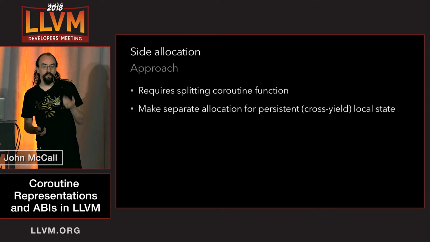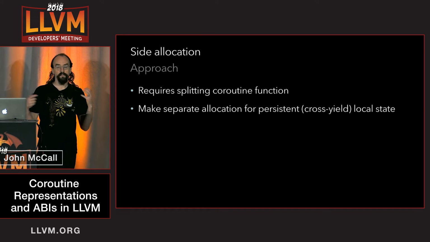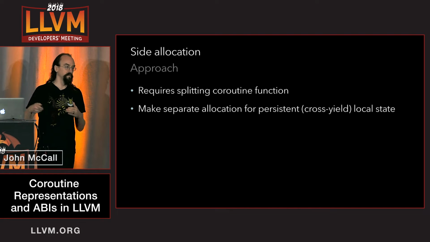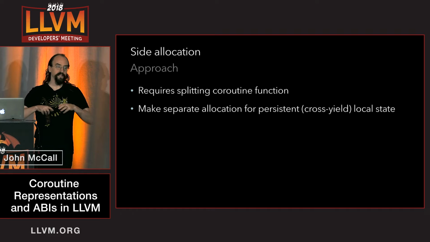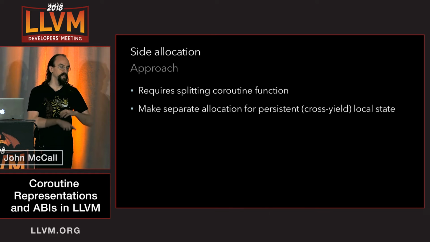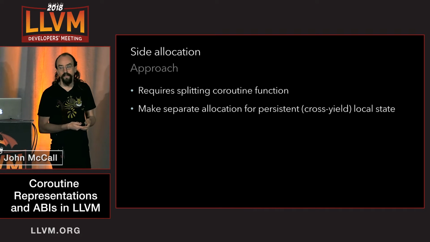The second approach for local state is site allocation. So if we're splitting the coroutine function anyway, each of these sub-functions that we split out, if there's any state that doesn't persist across a yield site, of course, that can just be ordinary local state of that sub-function. But if something does need to persist across a yield site, then that needs to be persisted somewhere. And where do we put that? We put that in an allocation that we make specifically for that case to handle that.